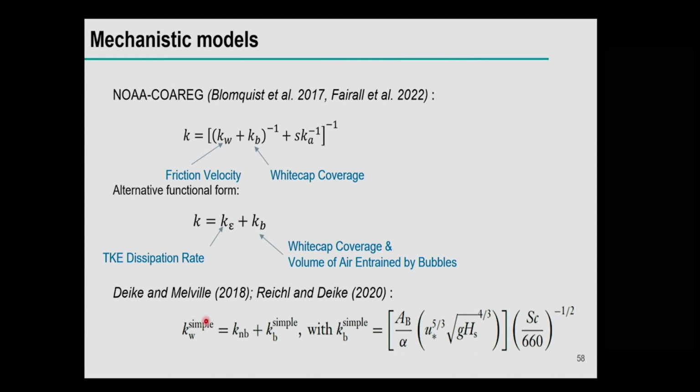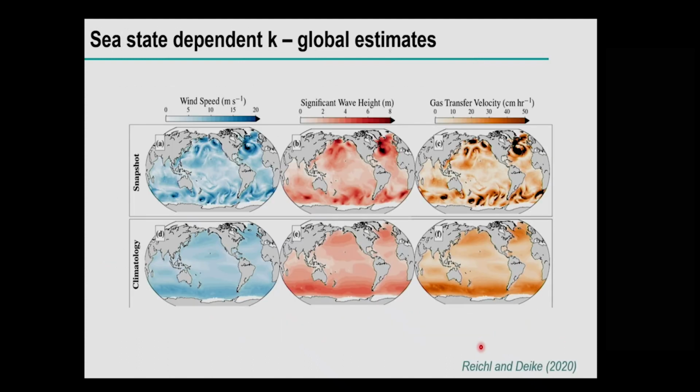There has obviously been more work with this kind of approach, where we try to include more about waves in these gas transfer parameterizations. Deike and Melville, and then taken again by Reichl and Deike, came up with a simplistic formulation with a non-bubble mediated and a bubble mediated part, and the bubble mediated part has some dependence on the significant wave height. What Reichl and Deike did is compute that over a longer time period over the whole globe, so we can look at the impact of including significant wave height in the gas transfer velocity.